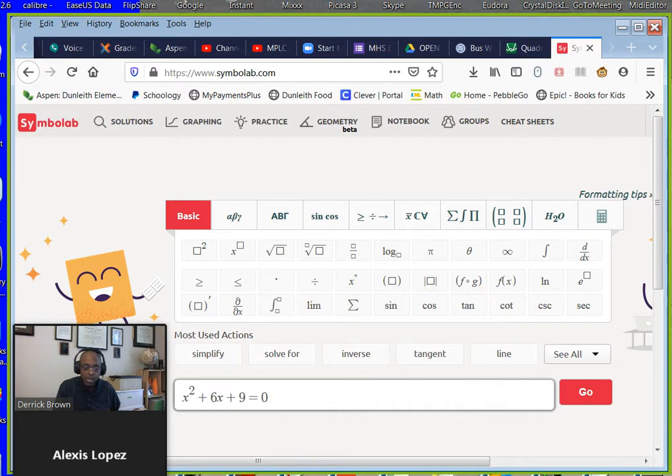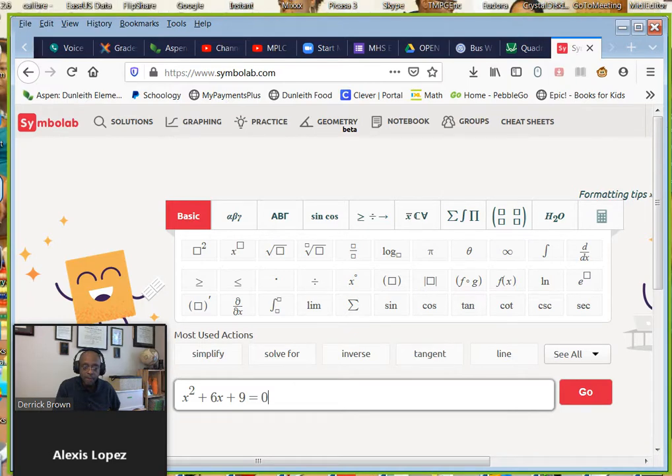All right, and then 18 times minus 1 is minus 18. So my first term is positive 9. My second term is negative 18. Positive 9 minus 18 gives me negative 9. Do you see that? Yeah.